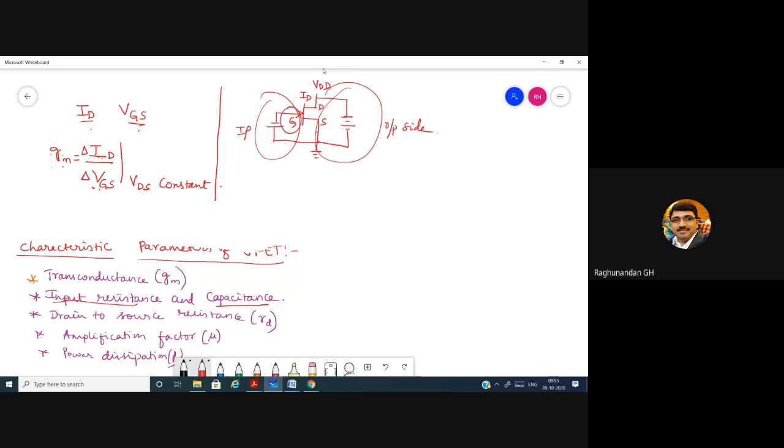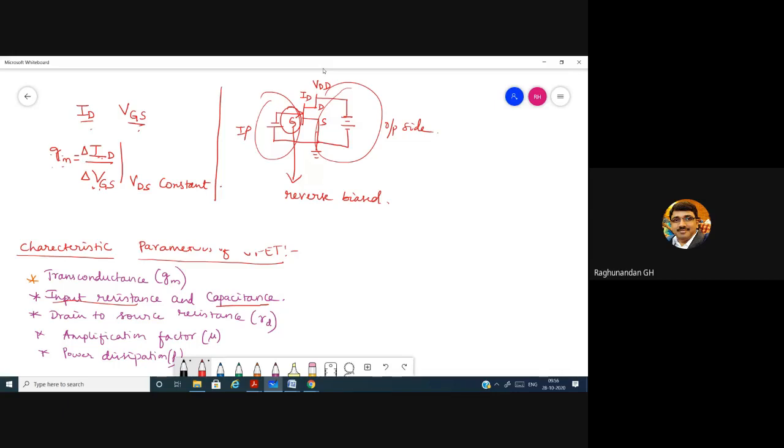Remember this. It will be helpful while writing the quiz also. The gate terminal of the FET will have the highest resistance or highest impedance, because the gate will always be reverse biased. So input resistance is the resistance offered by the gate, which is always high because it is reverse biased.